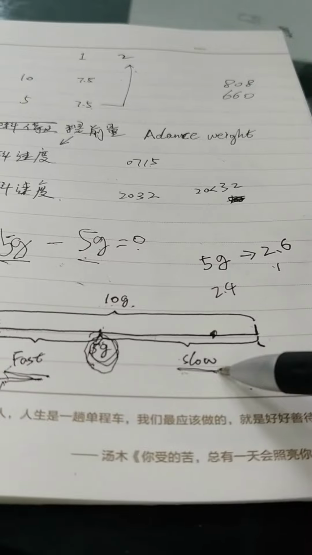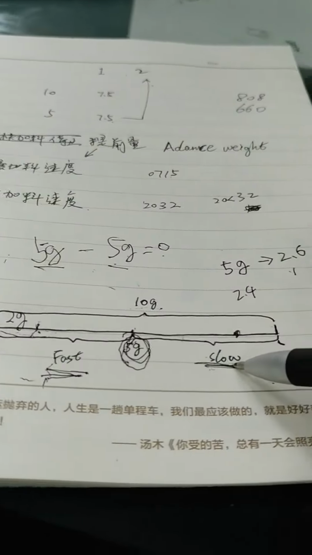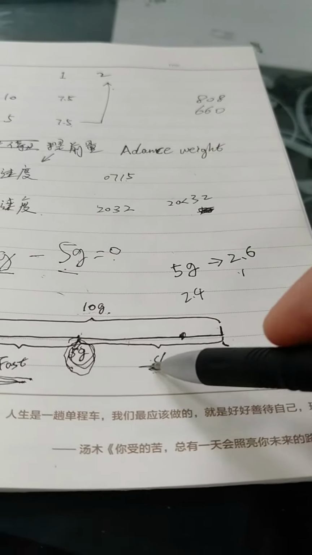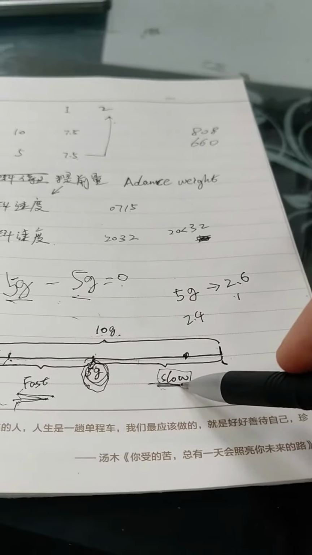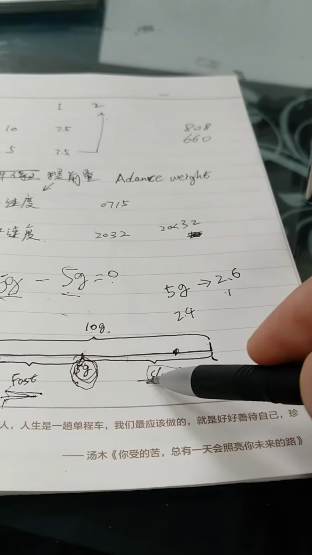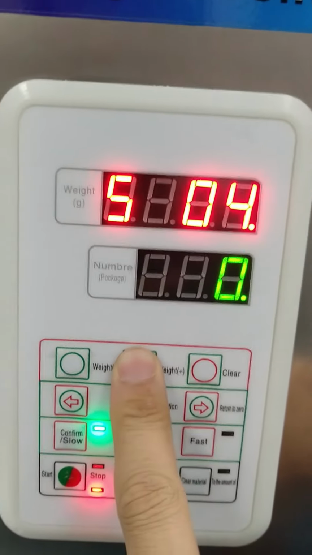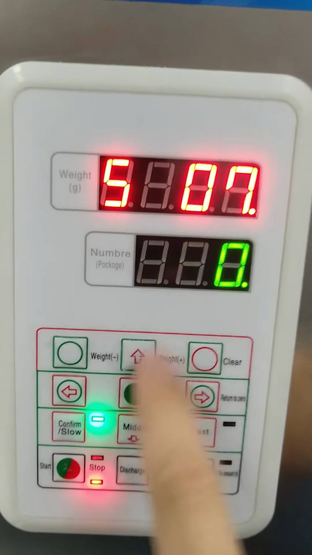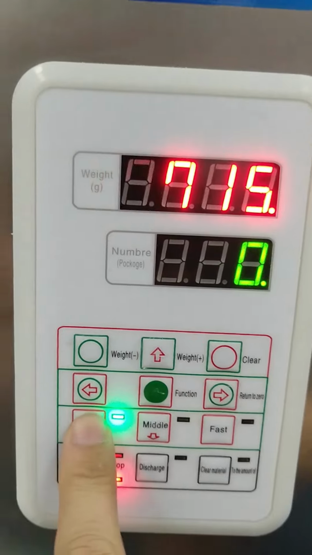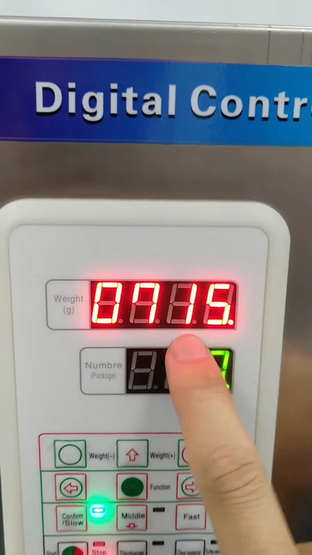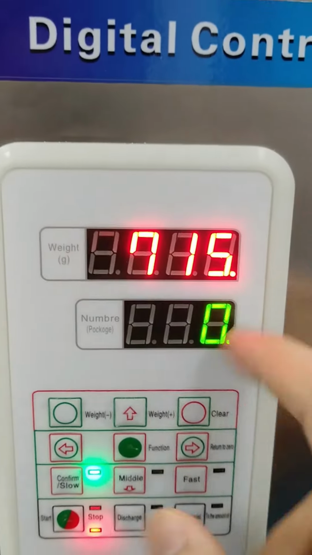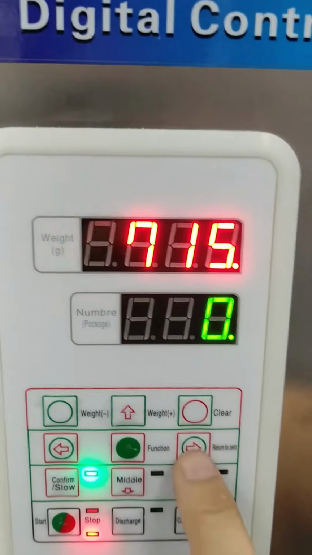Okay, the last one is the speed setting for the slow phase. Sometimes you will find that even in the slow phase, the speed is really not slow enough for you. Then you can enter the settings for the slow phase. That's S7. Okay, we confirm and then go on. By default, it's 0750, 750.